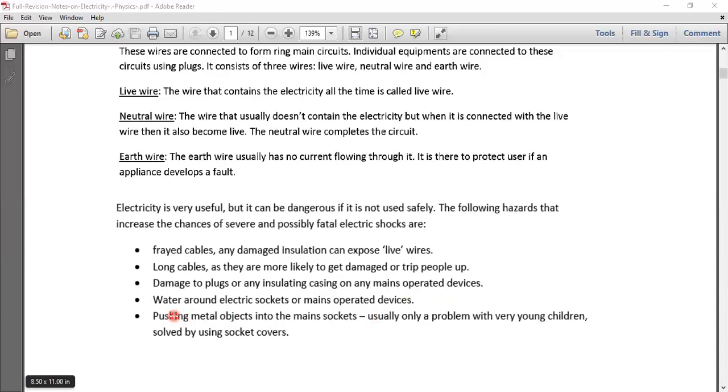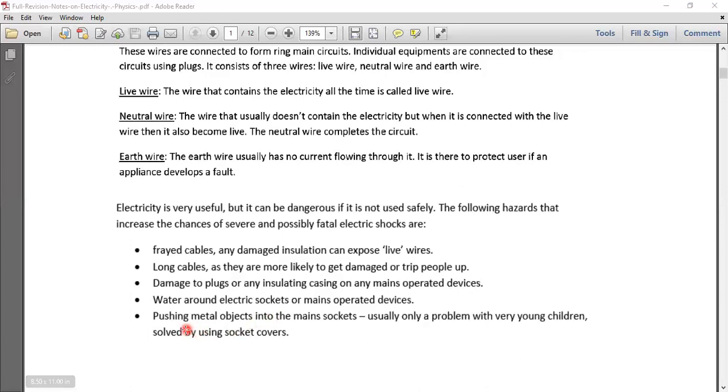Now, the fourth point is water and electric sockets or mains operated devices. We know that water is a very good conductor of electricity. So when water comes in touch with any device or any wires, this might also be dangerous to the user, as it might create a severe shock as well.